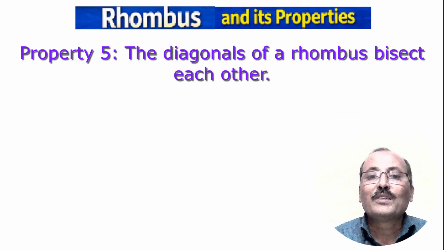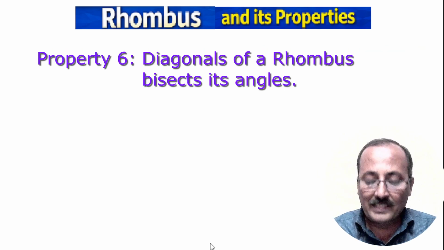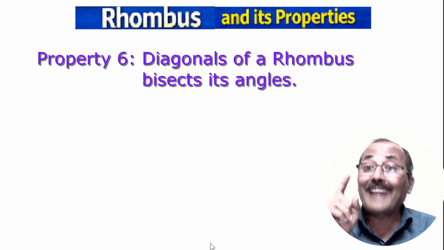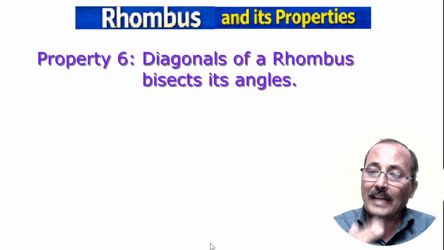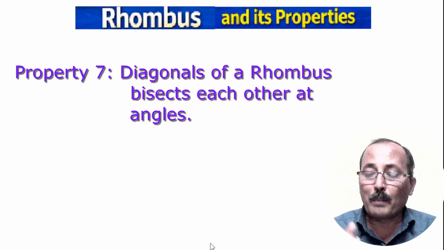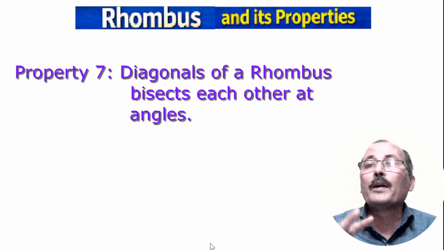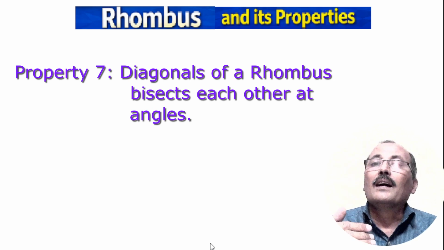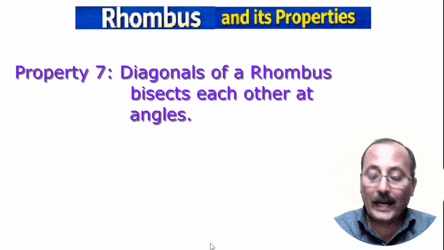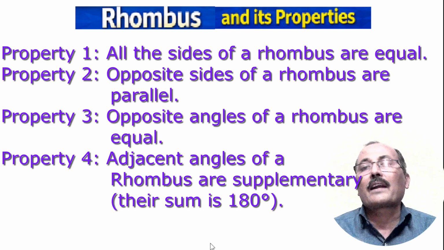Property number 5, the diagonals bisect each other. Property number 6, diagonals of a rhombus bisect its angles. Each angle, the diagonal divides into two equal parts. The last one, diagonals bisect each other at right angles, which means that both are perpendicularly dividing. That is related to property number 5. Diagonals of the rhombus bisect each other, and this one is bisect each other at right angles. You can combine and write the property also.